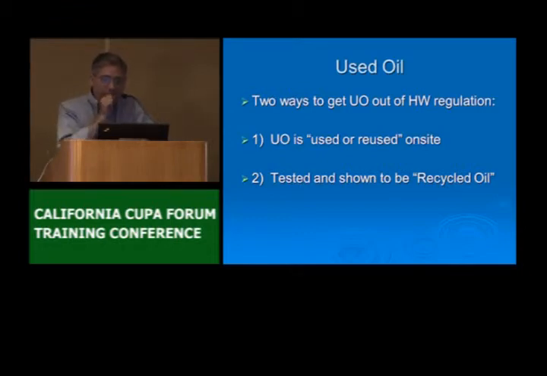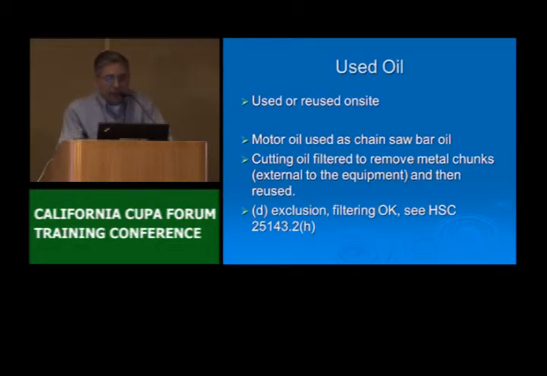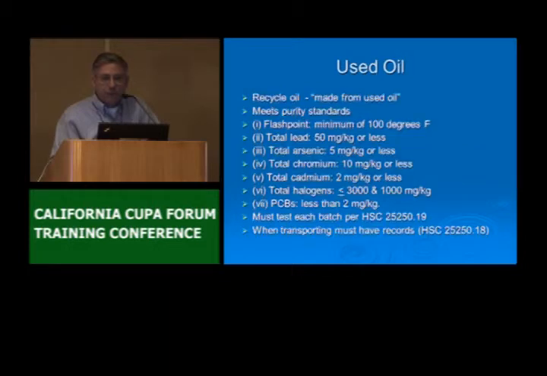Okay. The other way you can get used oil out of regulation is through testing each batch and showing the used oil to be recycled oil. Okay. So in Health and Safety Code 25250.19, there's a requirement for you to test each batch of used oil and keep records of the testing if you want to call your used oil recycled oil. And if you do the testing and the oil meets these standards, the recycled oil purity standards, then the used oil is declared recycled oil and it's no longer used oil.